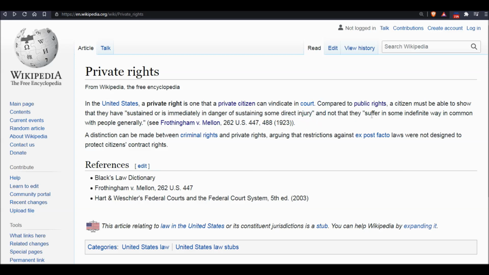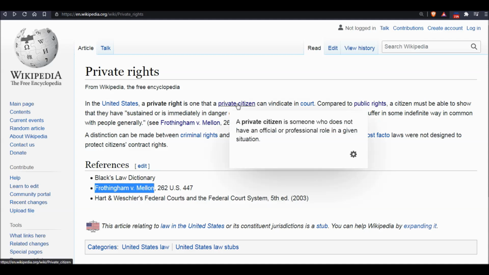And not that they suffer in some indefinite way in common with general people, meaning all laws are specific. And because all laws are specific, the rights that go along with those laws must be specific also. You must have evidence. And they went over that in the case law, Frothingham versus Mellon. What is a private citizen? A private citizen is someone who does not have an official or professional role in a given situation, meaning you're not a public servant.